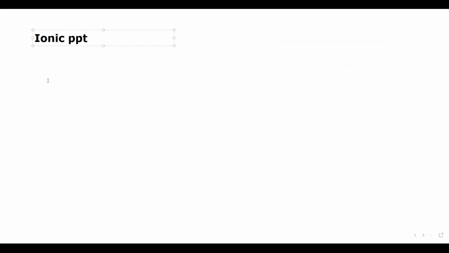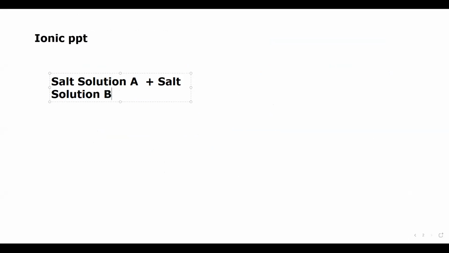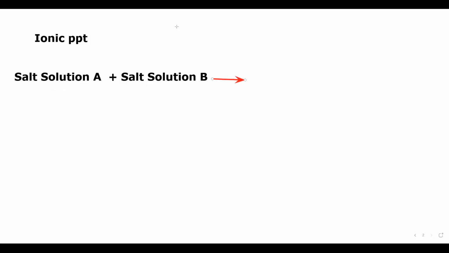What happens in ionic precipitation? The two salt solutions are mixed together. So salt solution A is mixed with salt solution B. This results in the formation of two different types of salts. But one of the salts which is formed will be insoluble. So it will form salt C, a solid salt or insoluble salt, and it will form a soluble salt or salt solution.